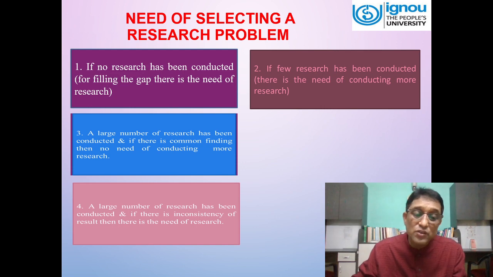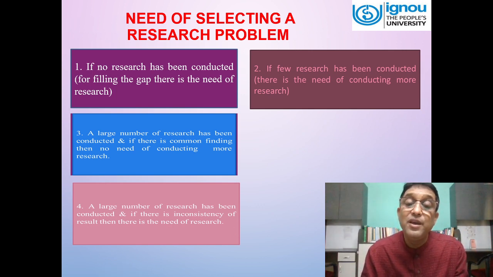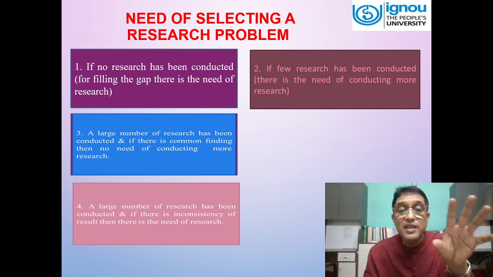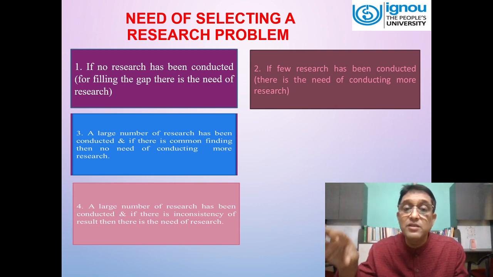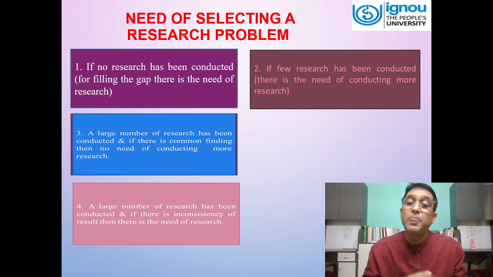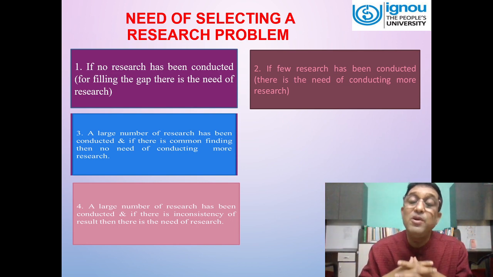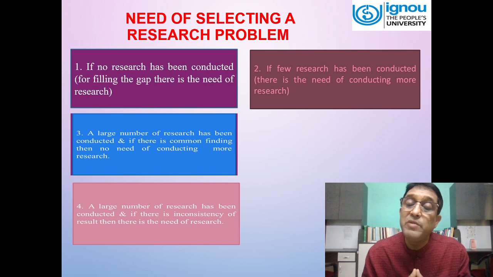Further, in the fourth situation, here you see a large number of research have been conducted, and if there is inconsistency of result, then there is the need of research. Large number of studies have been conducted, बट जब आप फाइंडिंग्स को जाते हैं, कुछ रिसर्चर कहते हैं उनका फाइंडिंग्स एक प्रकार का है, और अनदर रिसर्चर्स देयर फाइंडिंग्स आर डिफरेंट, अलग डायरेक्शन में जा रहे हैं. ठीक है, तो मीन्स हम कहेंगे जो प्रॉब्लम है, ये प्रॉब्लम अभी तक सॉल्व नहीं हुआ है, क्योंकि यूनानिमसली सिमिलर फाइंडिंग्स नहीं आ रहा है.